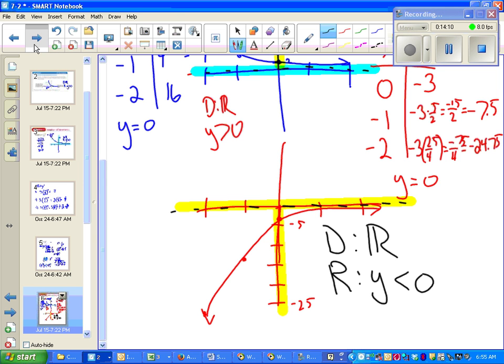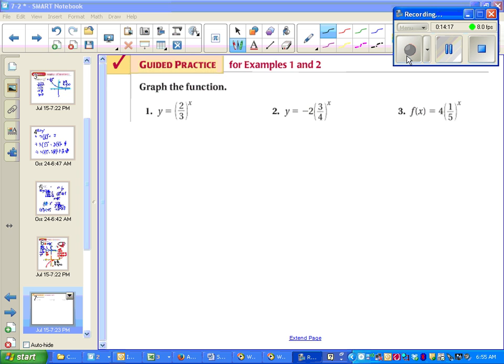Next up, pause the video, practice all 3 of these. I'm looking for the graph, I'm looking for a table, I'm looking for your domain and your range.